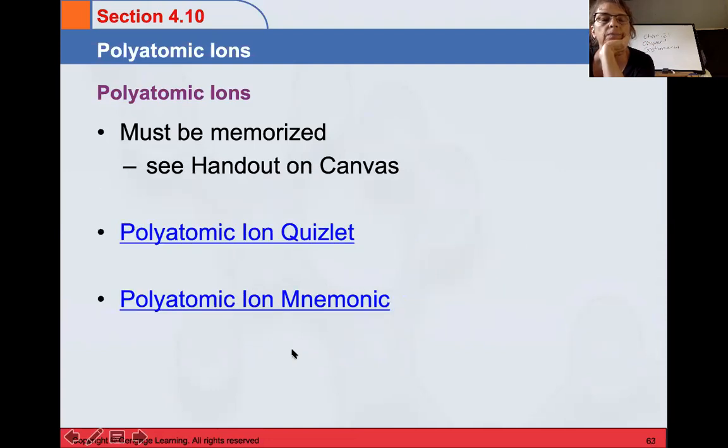So there is a polyatomic ion Quizlet and a polyatomic ion naming mnemonic if you want to use these, and they're also in the modules on Canvas.